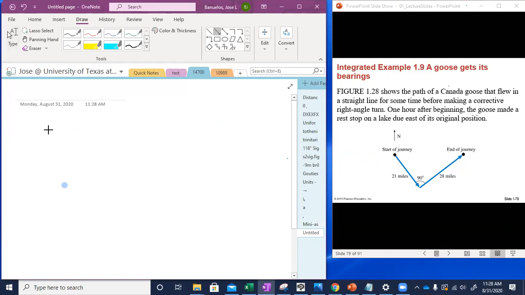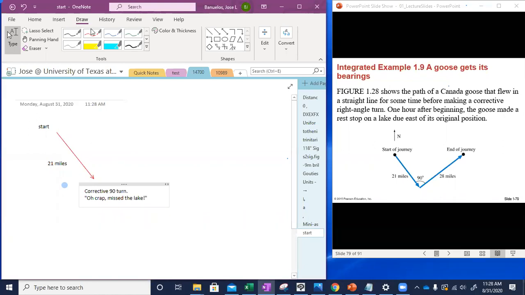So first thing is, let's go ahead and draw a picture of this situation. The start of the journey is up here at the top. And this goose traveled a distance of 21 miles. And then at some point, sometime later, it took a corrective right-angle turn. So it's a corrective 90-degree turn. This is kind of like the goose going, oh crap, missed the lake.